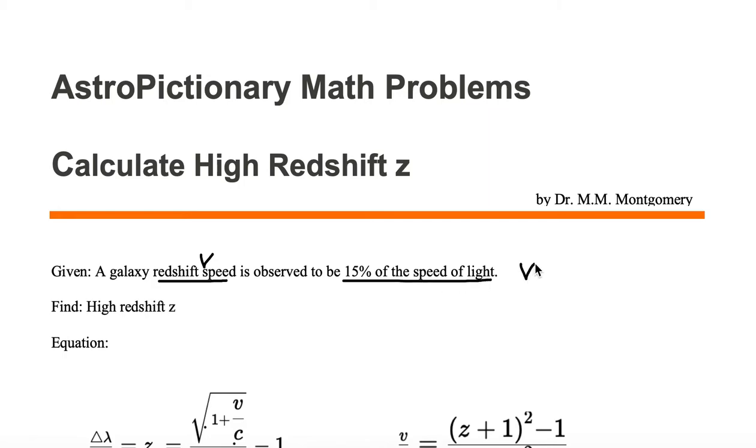So we want to make an equation. v is equal to 15%, in fraction form 0.15. And it's of the speed of light, so we're just going to add a c here. Now we have a relationship between redshift speed and c. You can put an r there if you like, to indicate recessional speed or redshift speed.